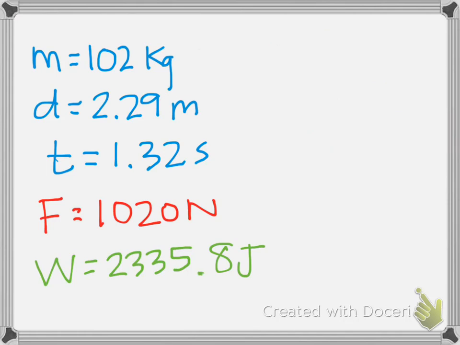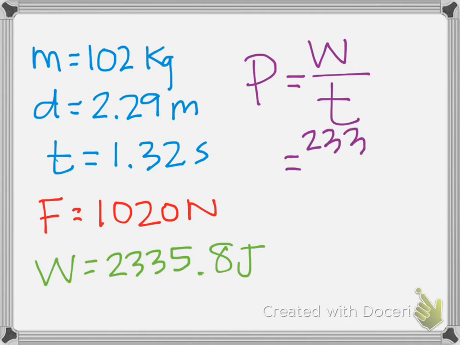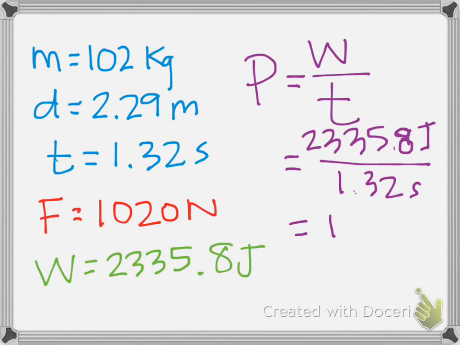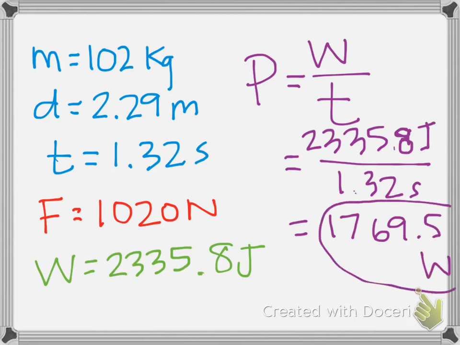Finally, I ask my students to tell me how I will find power, and they tell me since we have work and time, now we can find power. So I would do 2,335.8 joules divided by 1.32 seconds. And that gives me 1,769.5 watts as my final answer.